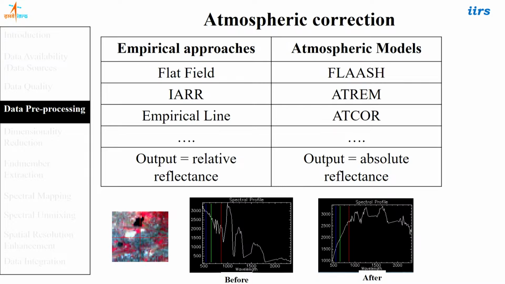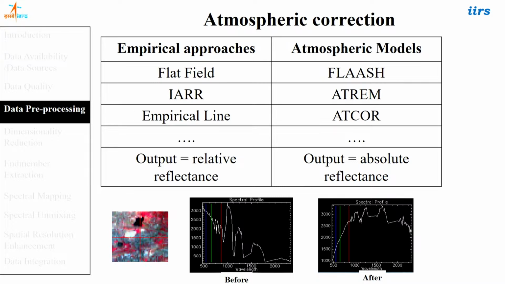In case of IRR, internal average relative reflectance, consider the whole image, take the average pixel value of the whole image, and divide each and every pixel by it. That is called the IRR technique. In case of empirical line, you need measurements of two objects, a dark and a bright one, and then you have to develop a regression line between the data and your output, and generate constants, and through that you can convert that to surface reflectance. So this is one of the relative methods.